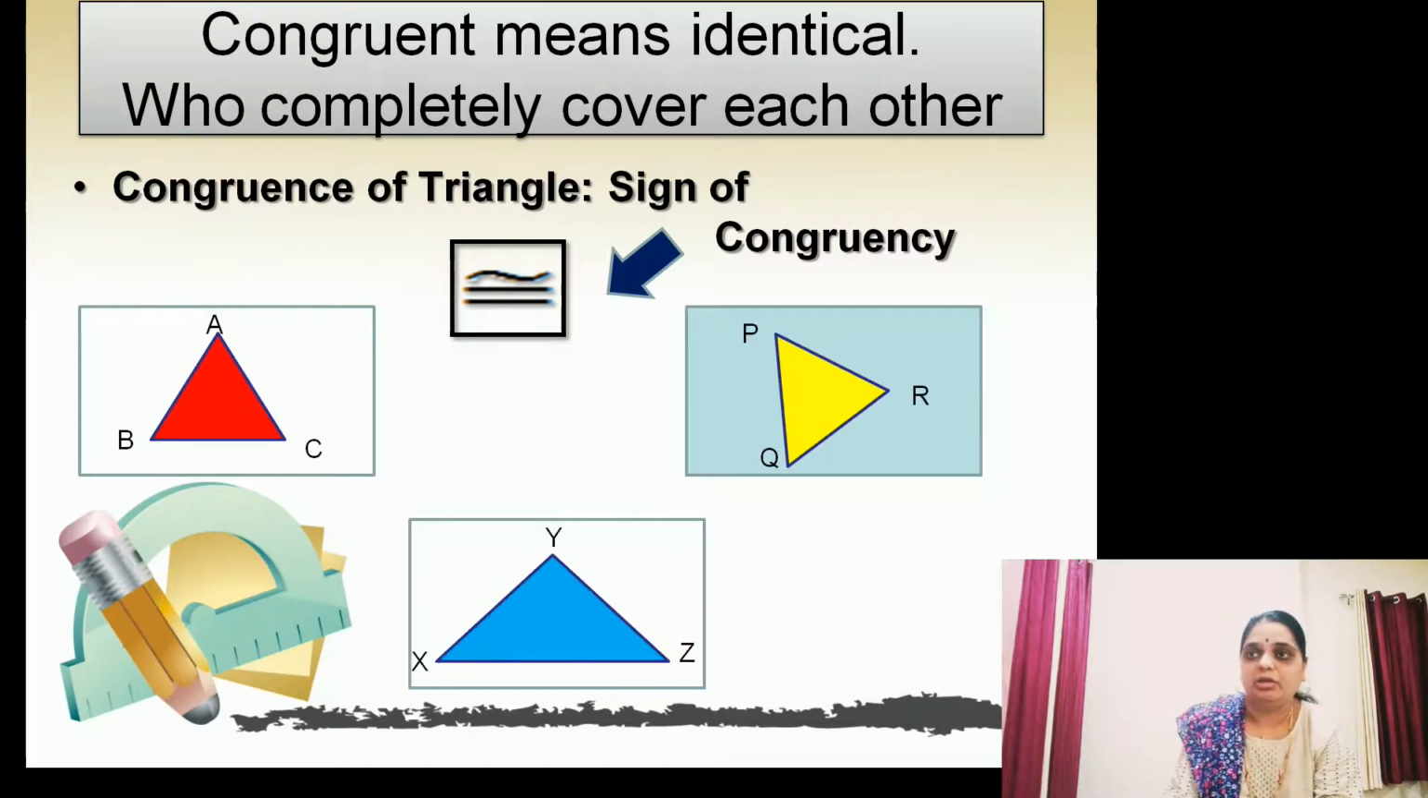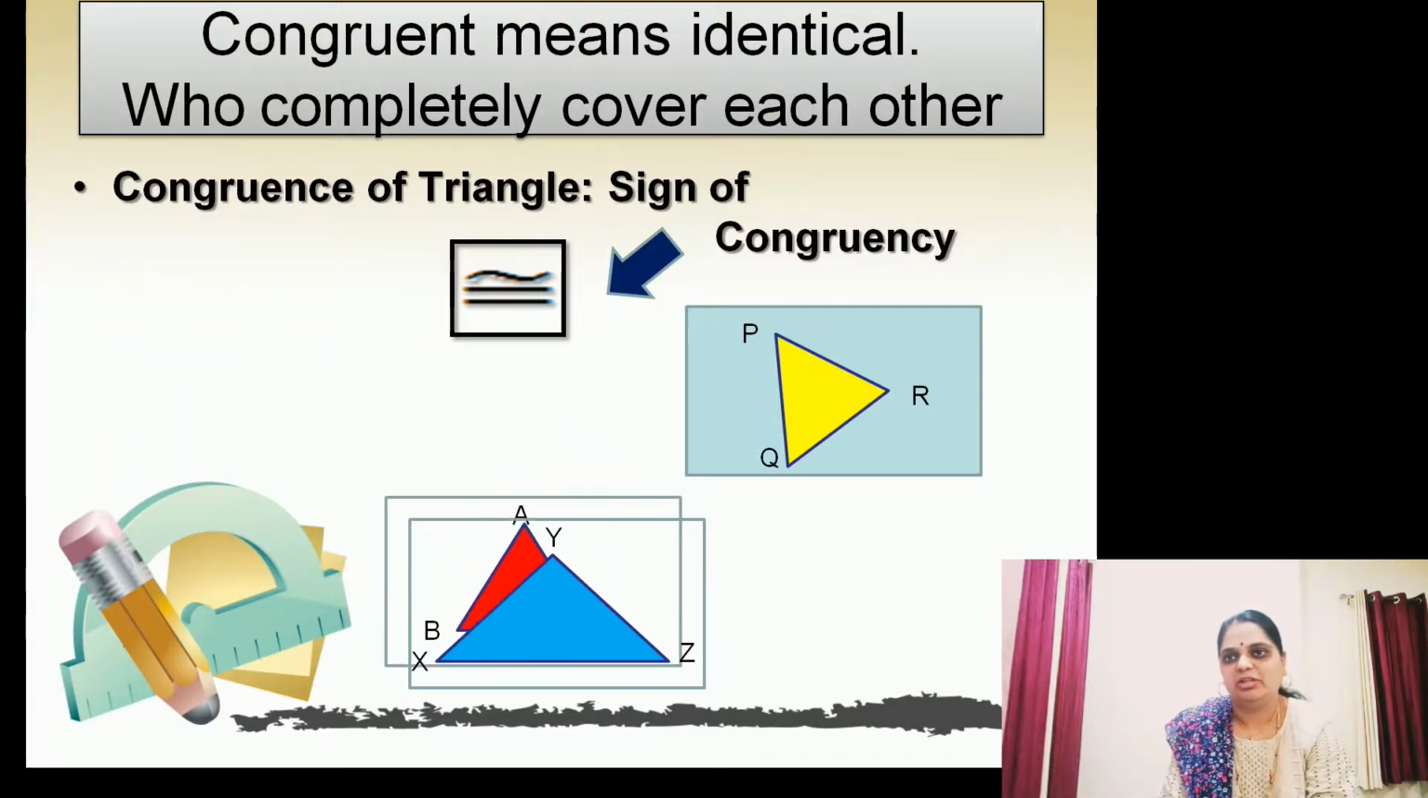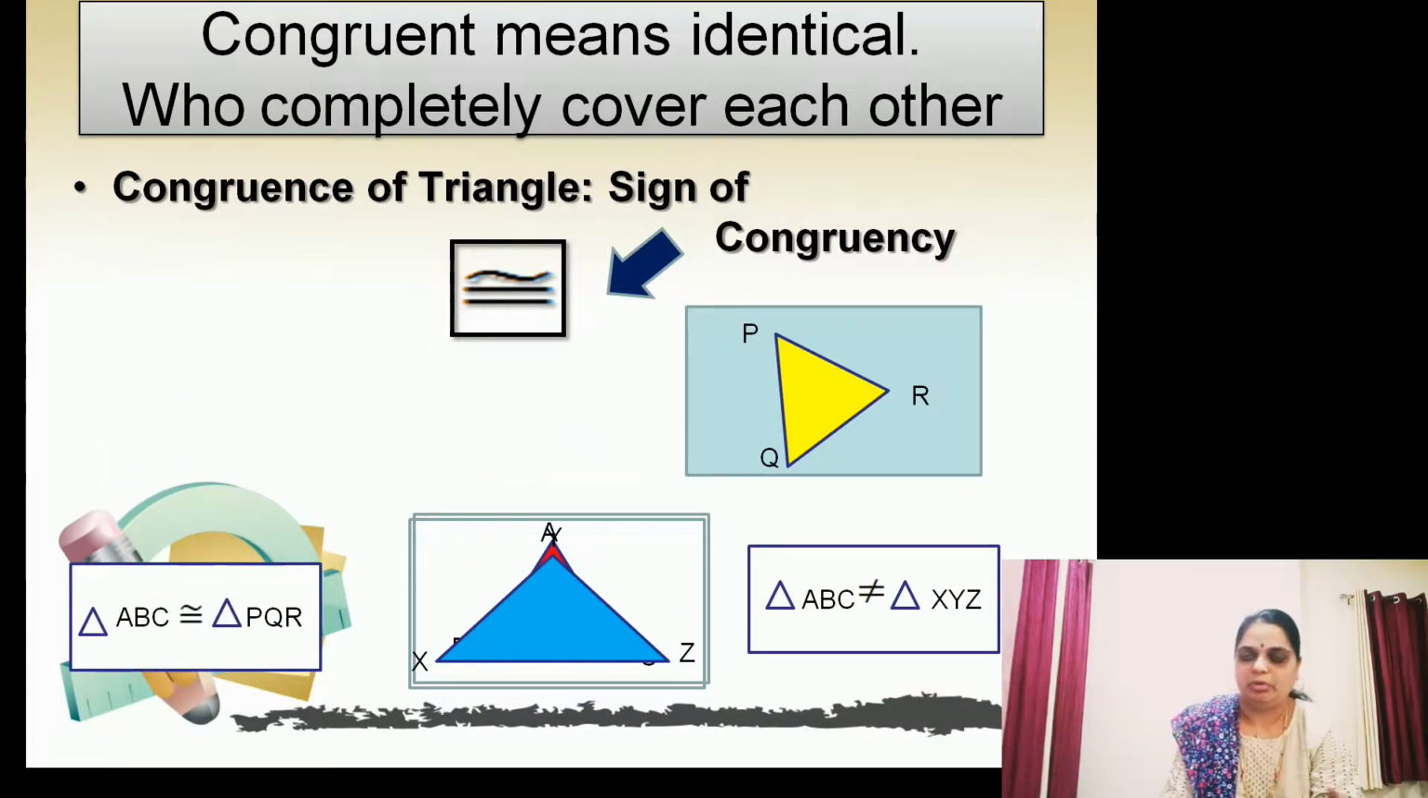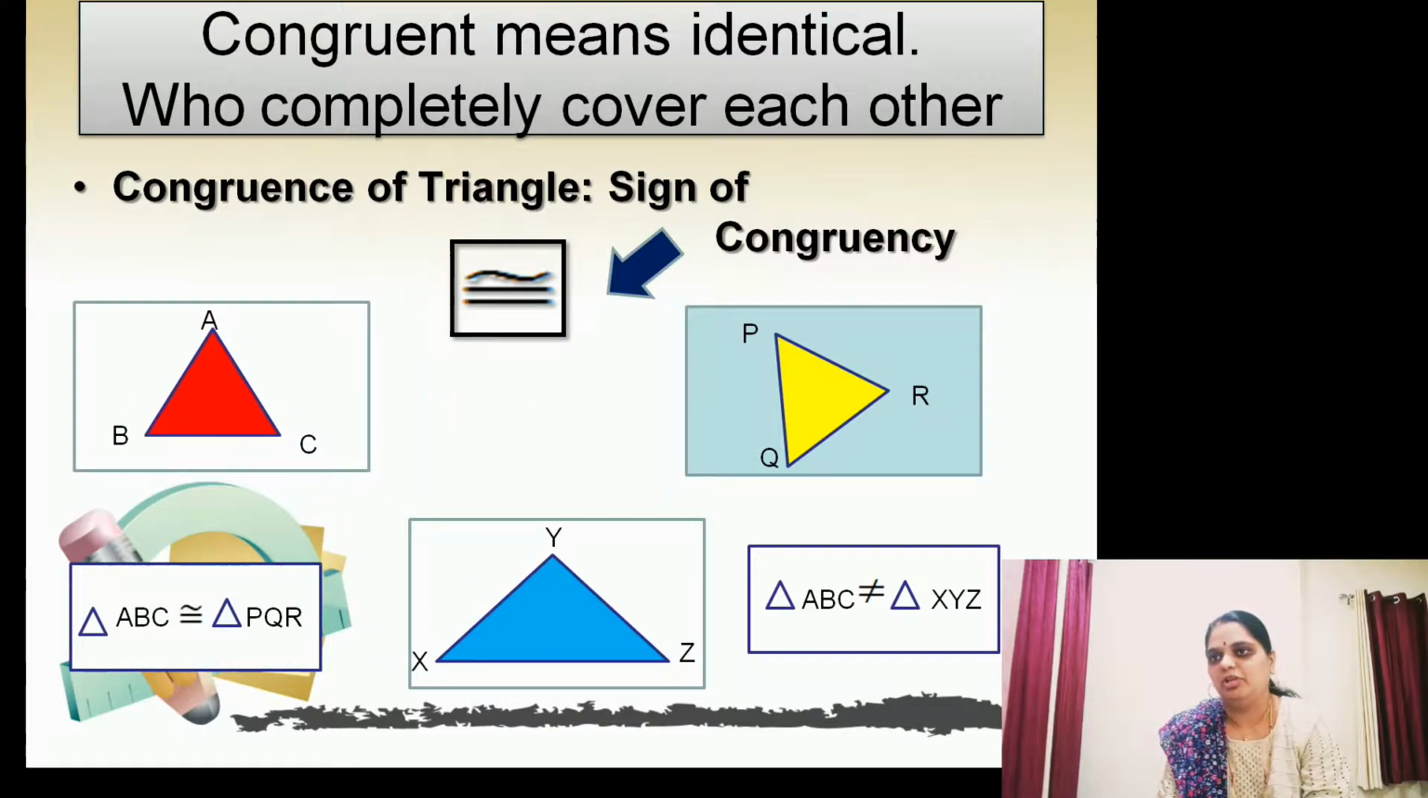When we keep triangle ABC over triangle XYZ, we see that they do not perfectly overlap each other. That means they have different size and shape. So triangle ABC is not equal to triangle XYZ, but triangle PQR and triangle ABC completely cover each other. That means they are identical. So triangle ABC is congruent to triangle PQR.